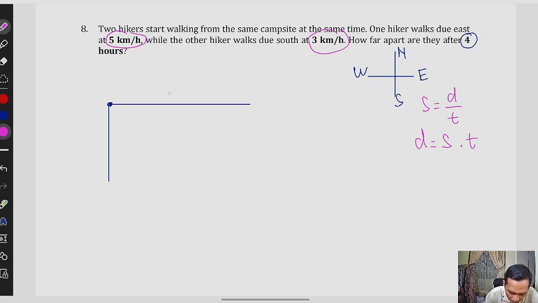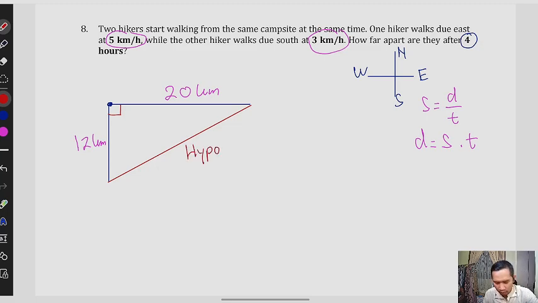5 times 4 is 20, so 20 kilometers. And to the south is 3 kilometers per hour, so over 4 hours, 3 multiplied by 4 is 12 kilometers. Then the question is how far apart are they after 4 hours. We are going to find the distance here. Pretty straightforward, it looks like a right angle triangle, and we have the measurements. We need to find the hypotenuse. Let's use Pythagoras theorem then.